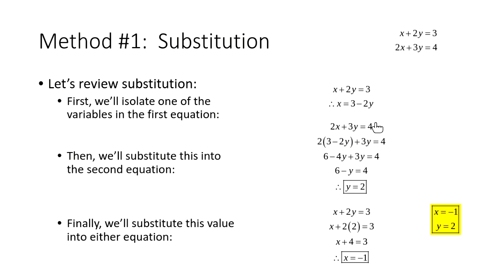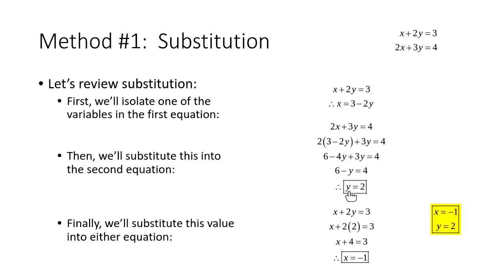Okay, good. So I've got this expression for x. x equals, a pile of junk, 3 minus 2y. What I'm going to do is take that expression and substitute it into the second equation. So I use the first equation to isolate a variable, and then I plug that into the second equation. And I do my algebra work, I plug and chug, and I get y equals 2.